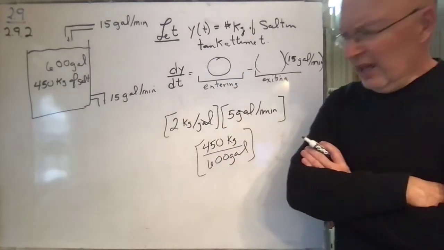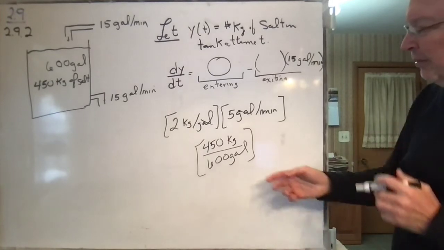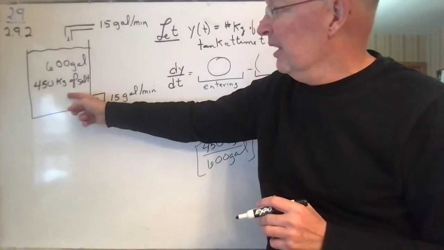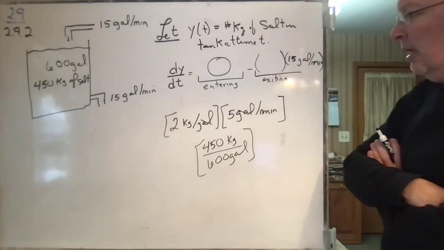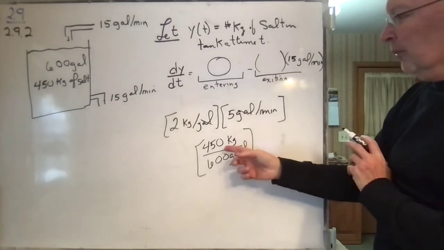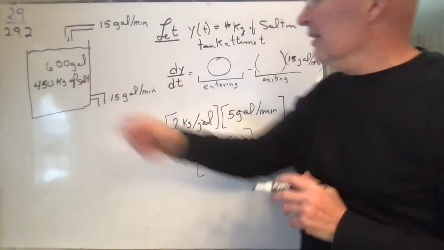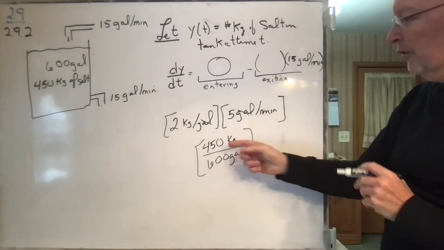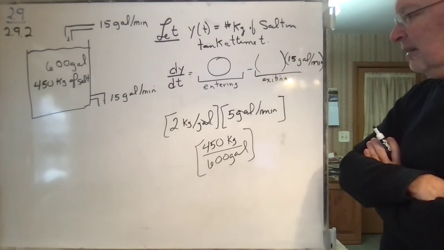And so you think, well, what's going to be the concentration in general? It's going to be this many gallons. That doesn't change because it's always 15 coming in and 15 going out. So it's always going to stay 600. Don't have to worry about that. But we need something to represent how much salt is there in the tank at time t. At the first instant, there's 450 kilograms of salt. But I need something to indicate how much salt is there in the tank at some other time t.